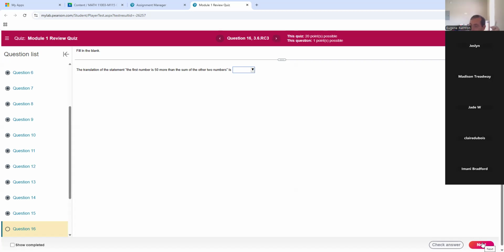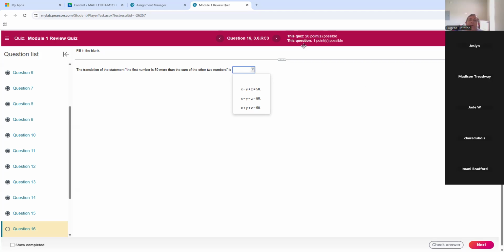All right, y'all. So let me click this and y'all tell me what your answer is. They want you to translate this sentence. The first number is 50 more than the sum of the other two numbers. So let me write that. The first number is 50 more than the sum of the other two numbers.